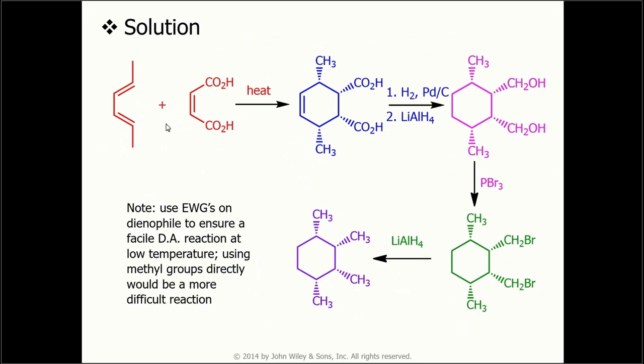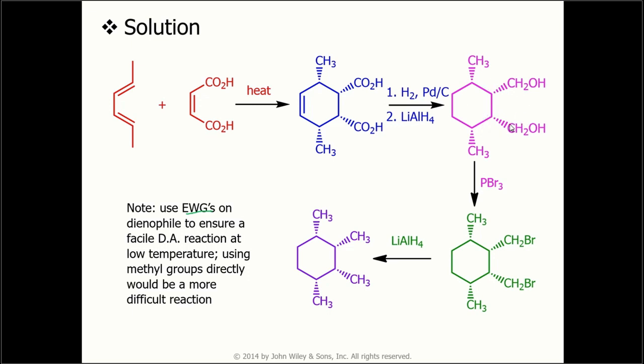So the solution, remember we used the electron withdrawing groups on the dienophile to help facilitate the reaction. We talked about how using the methyl groups directly would be a much more difficult reaction to achieve. So here we have our diene and a dienophile. Dienophile has electron withdrawing groups. We form our product, and we can do a reduction to reduce the double bond and then the carboxylic acids to form this product.